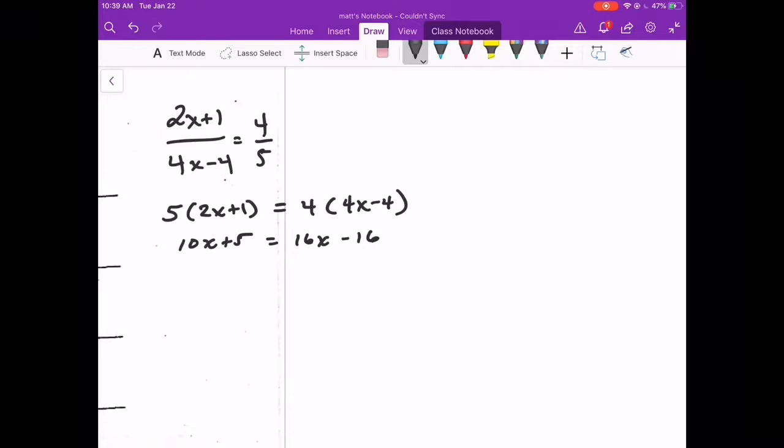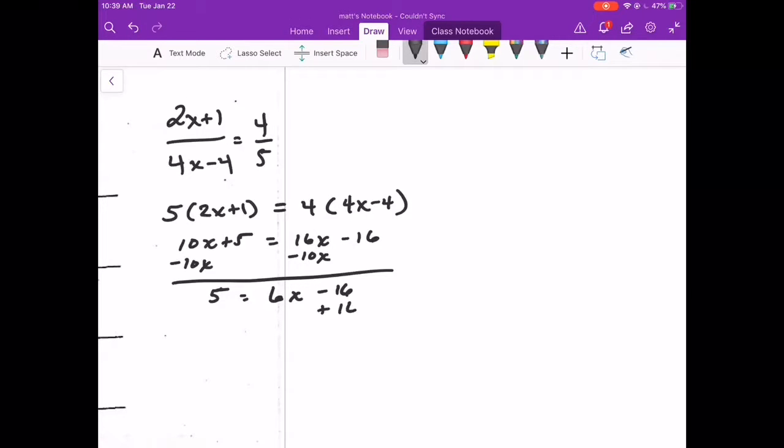Now I want to get all the x's on the same side and all the constants on the other side. So I'm going to start with my x's, and I'm going to send my x's toward the side that has the most x's. You don't have to do it like that, but I like to keep my x's positive. So I'll subtract 10x from both sides. It's going to leave me with 5 equal to 6x minus 16.